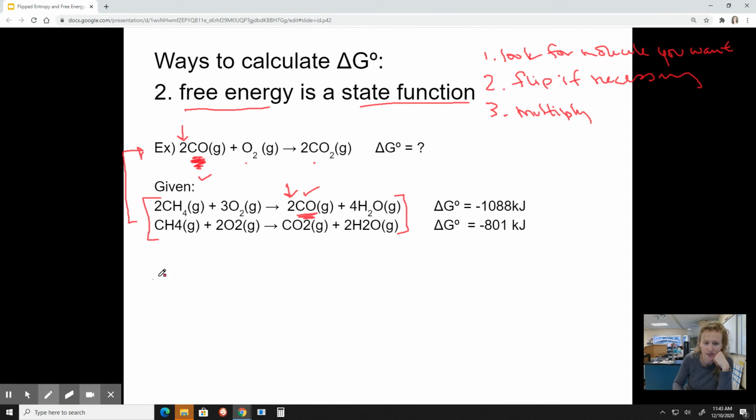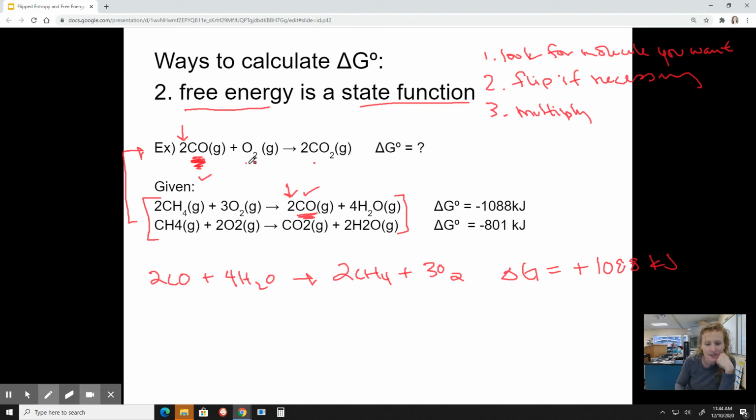All right, so in this first reaction, we're going to flip it to 2CO plus 4H2O. I'm going to skip states for now. All my waters are in gas. My carbon monoxides are in gas. My carbon dioxides are in gas. Okay, so my states are good. Goes to 2CH4 plus 3O2. Since I flipped the reaction, I have to flip the delta G. So positive 1088 kilojoules. Since I didn't multiply it, I'm not going to multiply delta G.